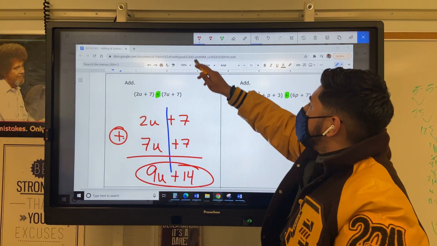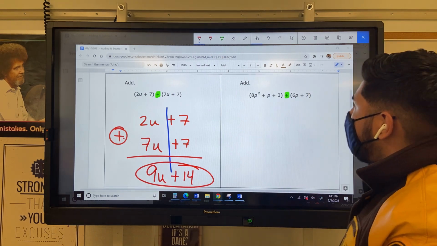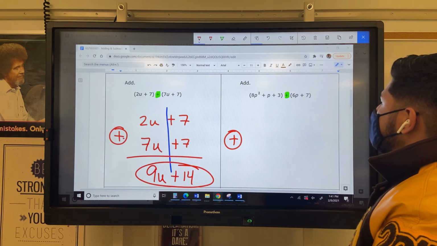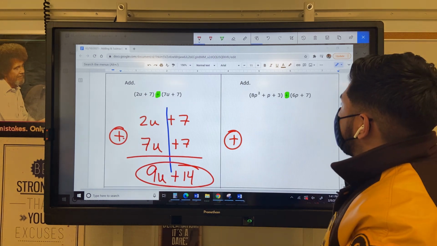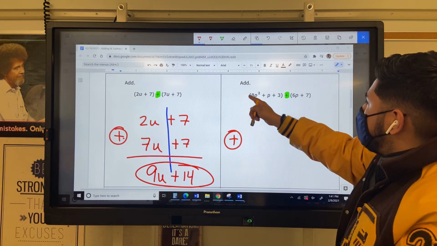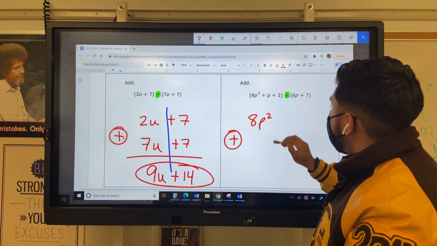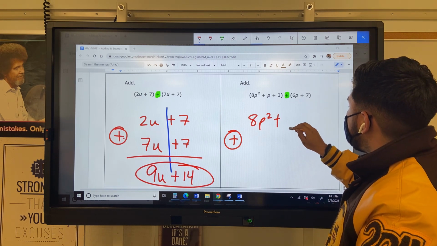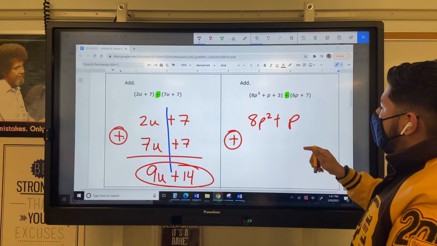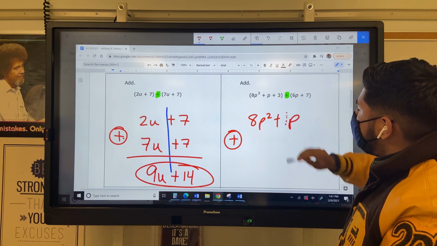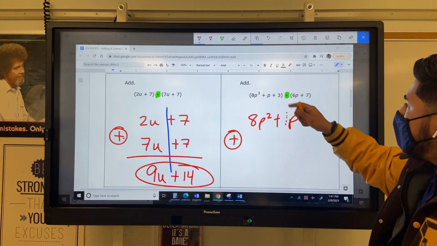Let's do this. Okay, right here we know we're adding, so I'm just going to put the plus sign. I know we're adding. After that, I'm going to bring out this guy up top. 8p squared plus p. Real quick before we move on, what's the number in front of p? Imaginary 1, and then plus 3.